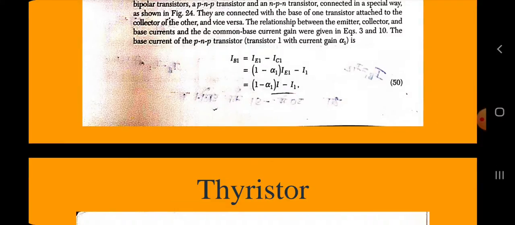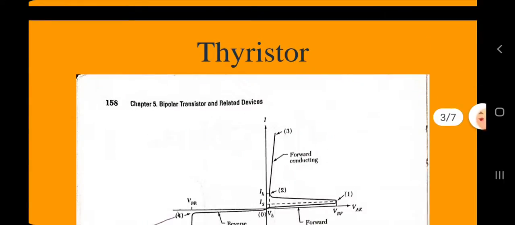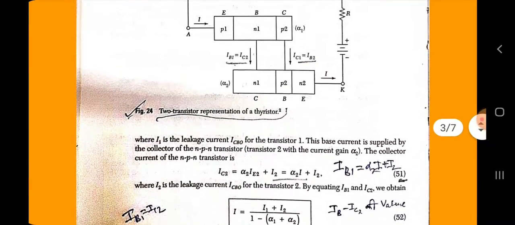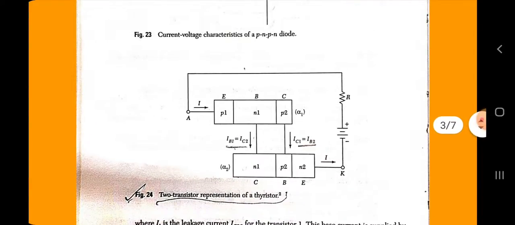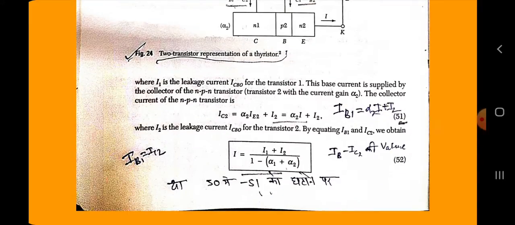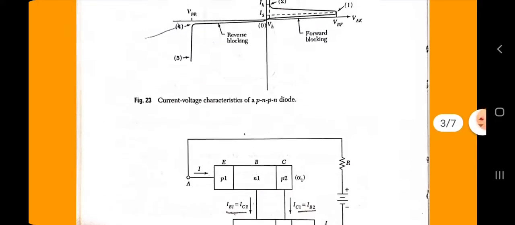Where I1 is the leakage current ICBO for transistor 1, the base current is supplied by the collector of the NPN transistor, transistor 2 with current gain alpha 2. The collector current of the NPN transistor is IC2 = alpha 2 IE2 + I2. This is equal to alpha 2 I + I2, where I2 is the leakage current ICBO for transistor 2. By equating IB1 and IC2, we obtain I = (I1 + I2) divided by 1 - (alpha 1 + alpha 2).